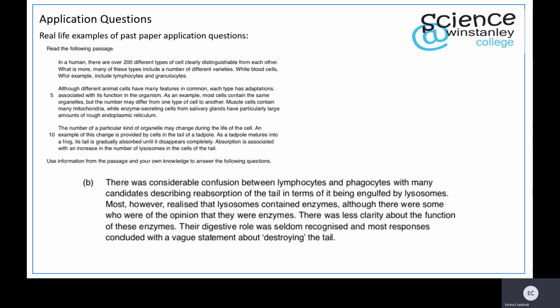However, there was a bit of confusion here for students because they talked about lymphocytes and phagocytes. However, it's actually lysosomes that they're talking about. So they got confused with absorption by lymphocytes and phagocytes in the immune system, where actually it's lysosomes that are involved in digesting the tail. There's also responses about destroying the tail. It's not destroyed, it's digested. So do not be thrown by that.